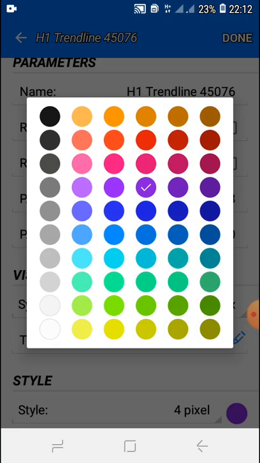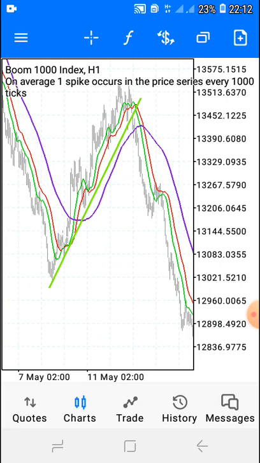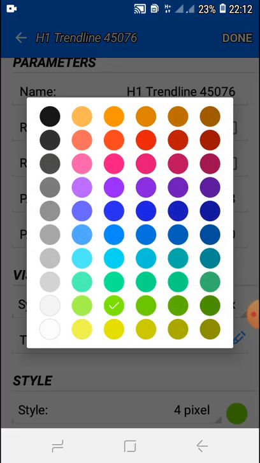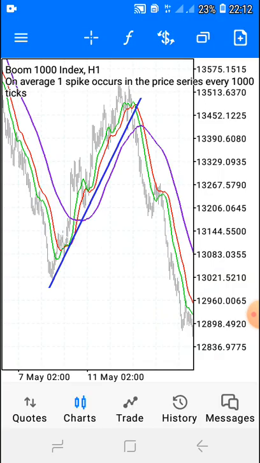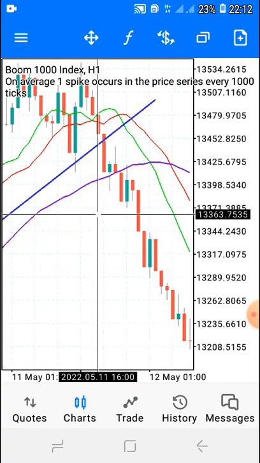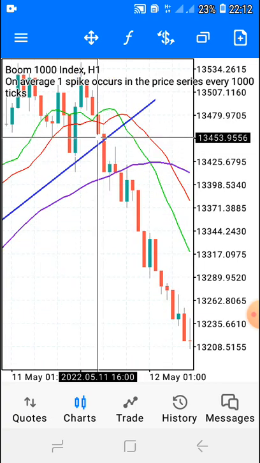I'm gonna go with green. Okay, so no, I'm not gonna use green because we already have green on the chart. I'm gonna use blue. Okay, so as you guys can see, as soon as price decided to break below this trend line, it was moving in a downtrend.